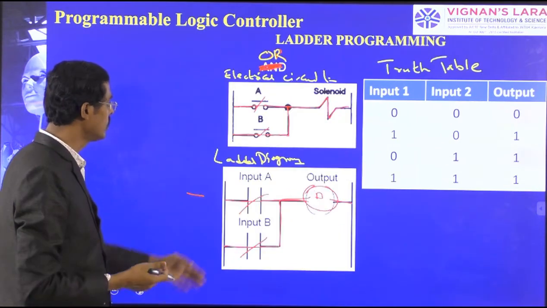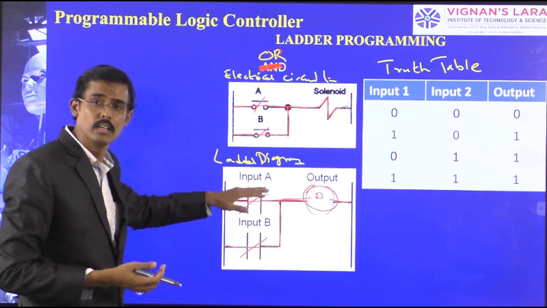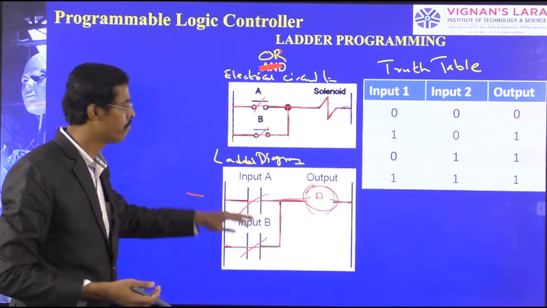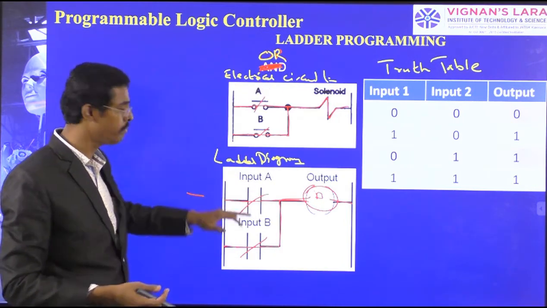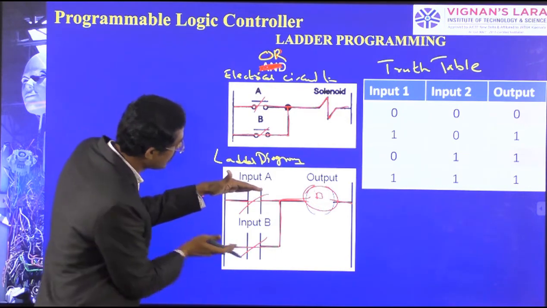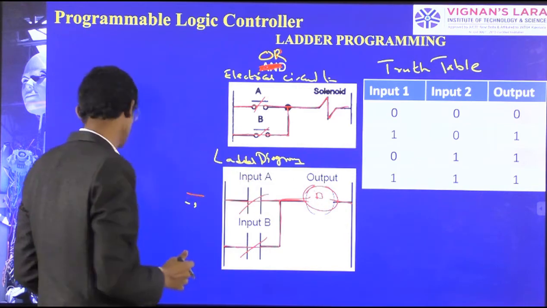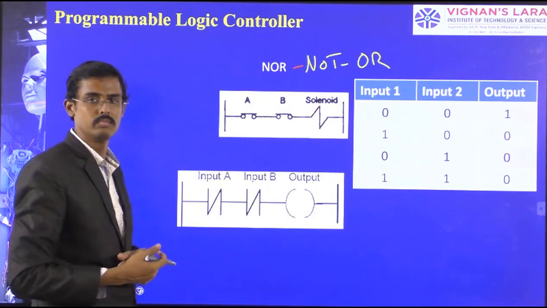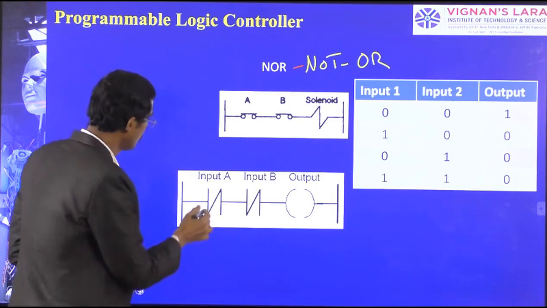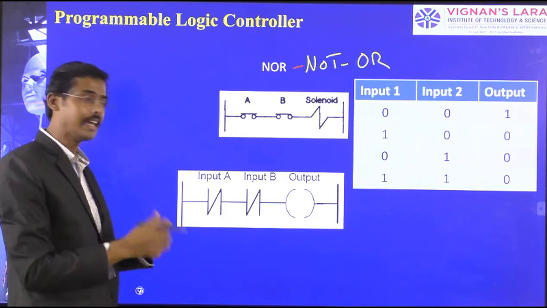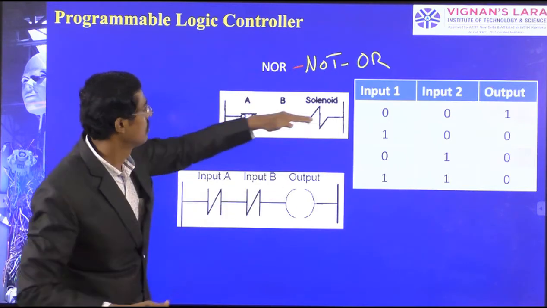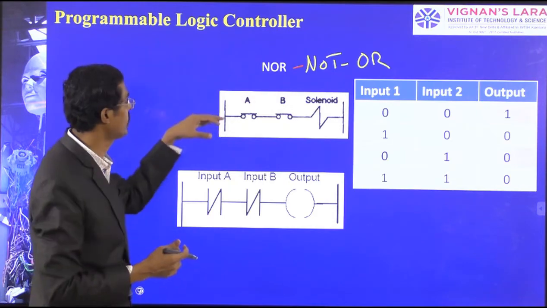I am connecting this in the parallel connection. OR gate, this is in the parallel connection. Parallel means anyway it can go operate. Now I want to do the opposite of this. I have taken the normally closed connections, and I have connected them in the series way.